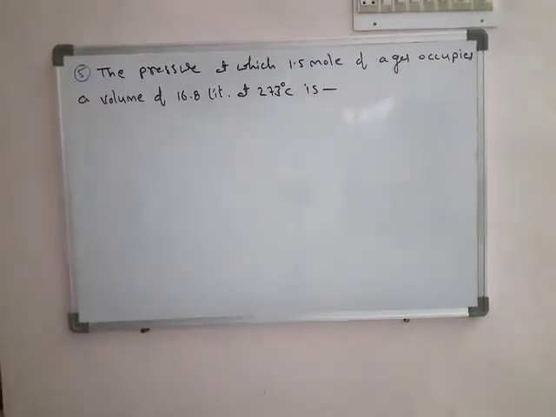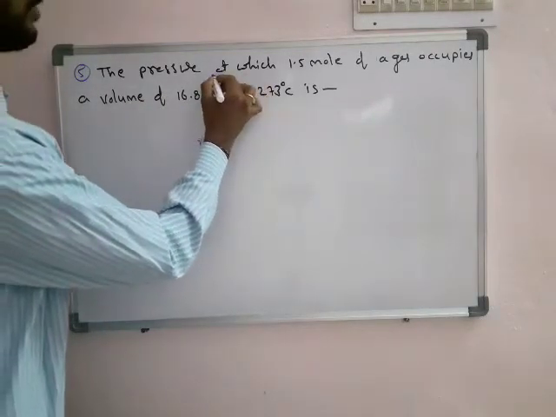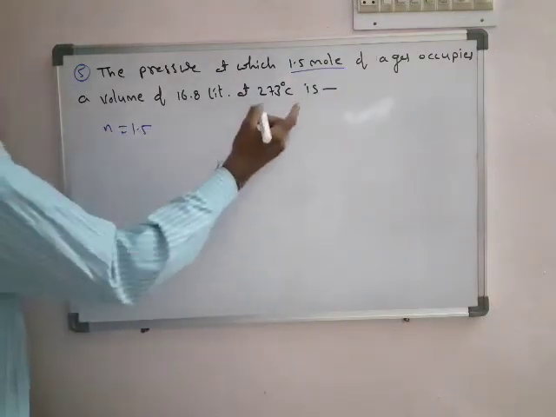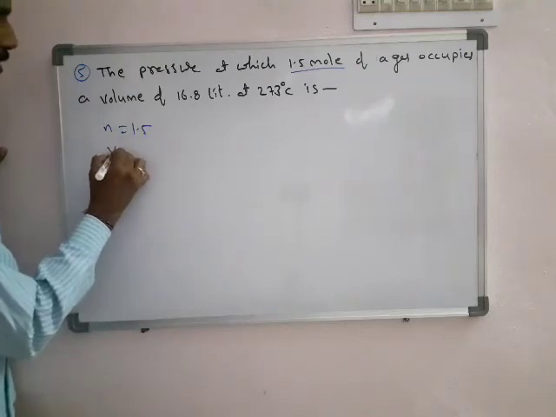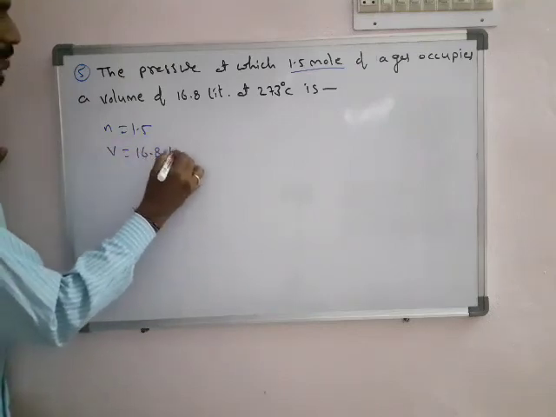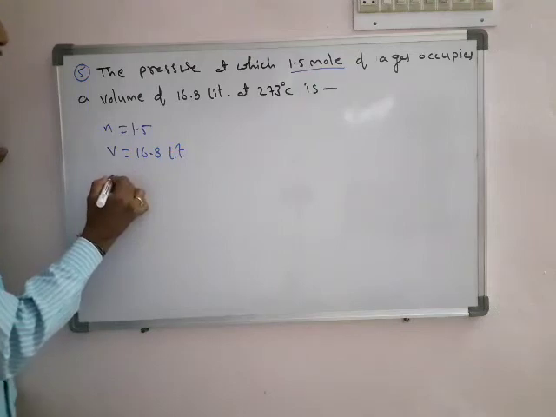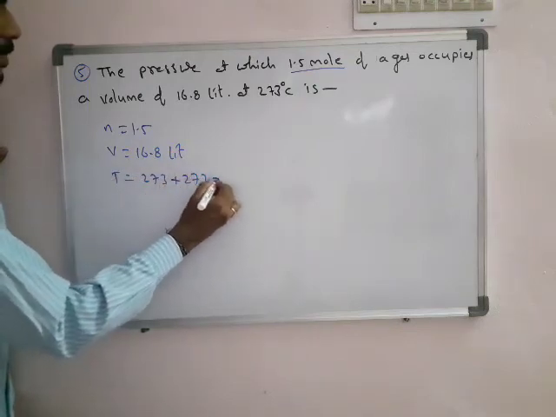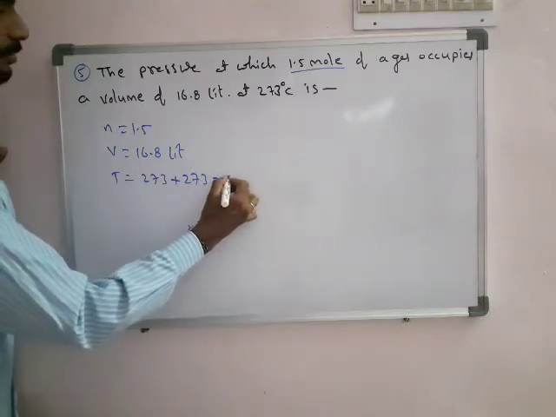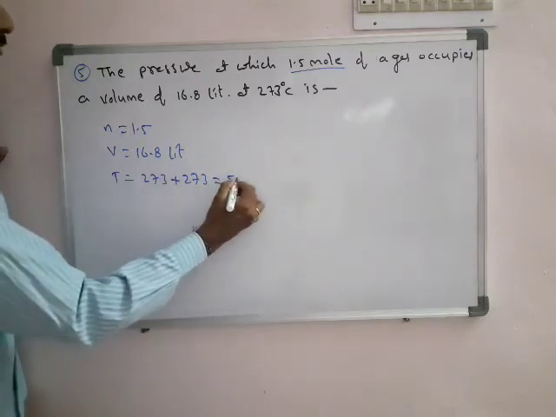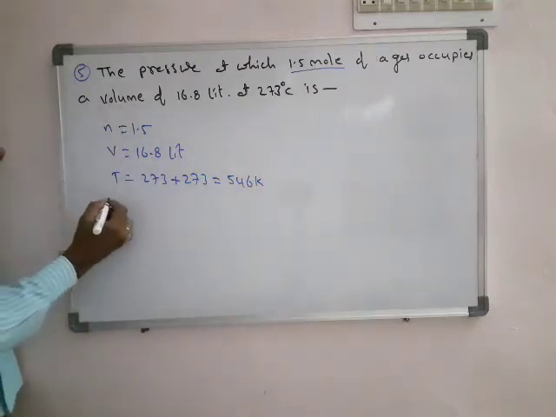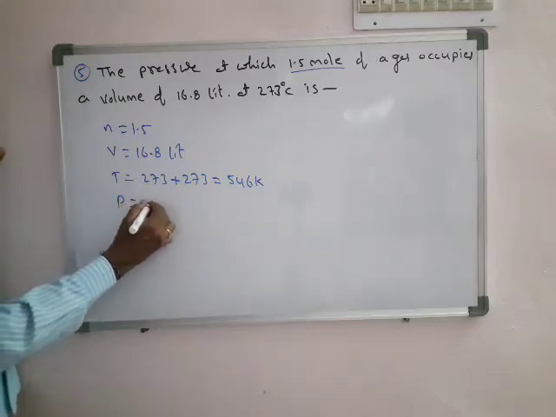Okay, see, so it is based on the ideal gas equation again. The pressure at which 1.5 mole, the number of moles directly given as 1.5, of gas occupies a volume of how much? 16.8 liters. So what is the temperature? 273 degrees Celsius. So it is compulsory we change it into Kelvin. That is 546 Kelvin.